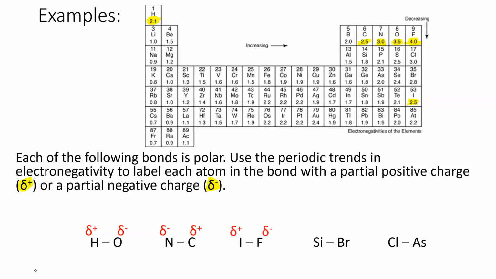Then we get silicon and bromine. Silicon is 1.8. Bromine is 2.8. So silicon is partial positive. Bromine is partial negative. We have chlorine and arsenic. I see arsenic is 2.1 and chlorine is 3.0. Looks like chlorine is more negative and arsenic is more positive.